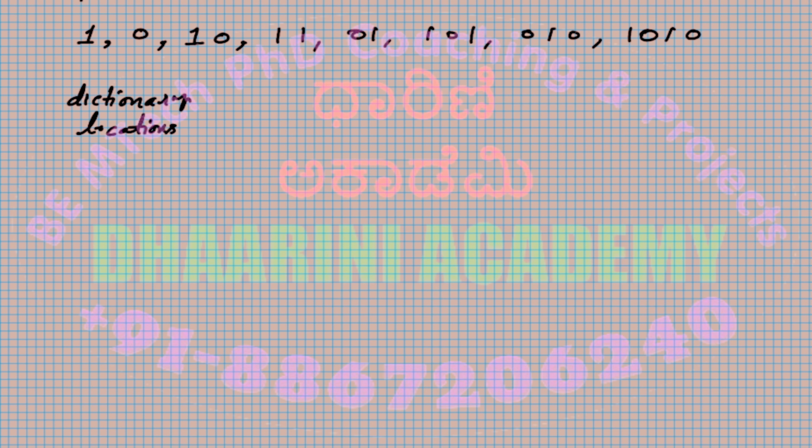Okay, so I need 8 positions. So 2 to the power 3 is 8. So you understand that I need to use 3 bits for the representation. Always start with 0, 0, 1 only, then increase. Okay, 0, 0, 1, 0, 1, 0, 0, 1, 1, 1, 0, 0, 1, 0, 1, 1, 1, 0, and 1, 1, 1.